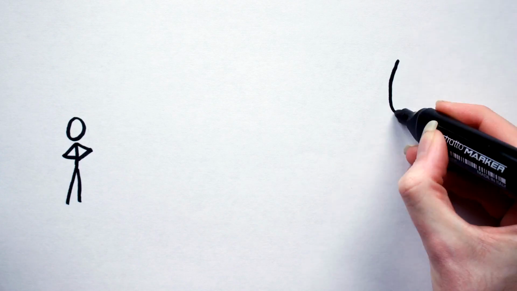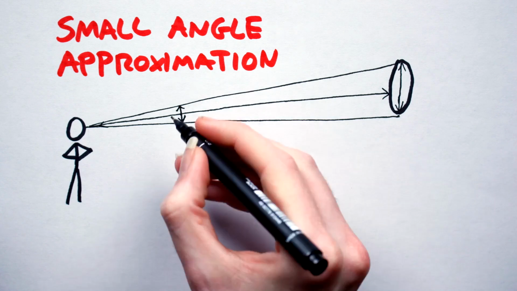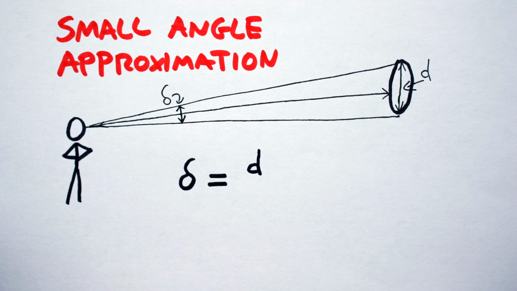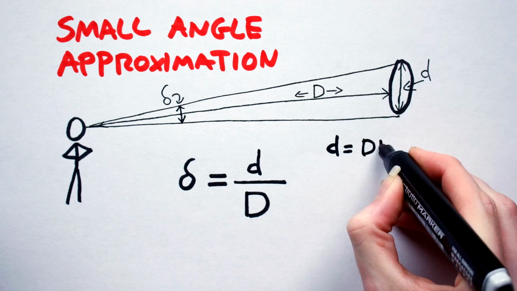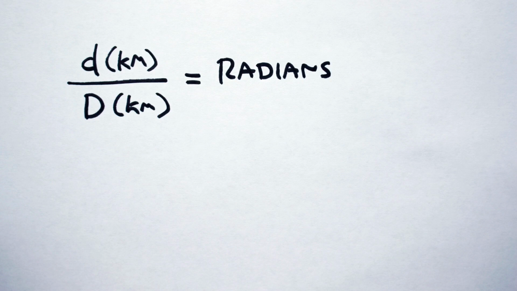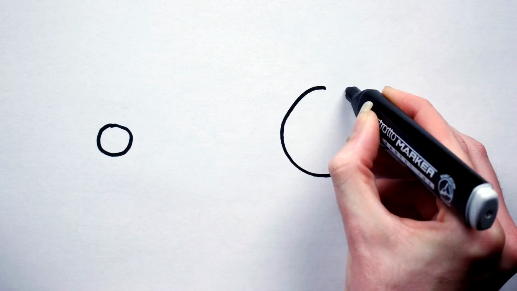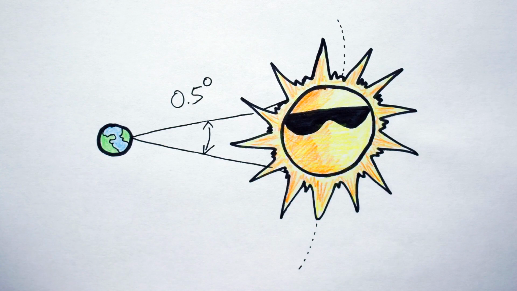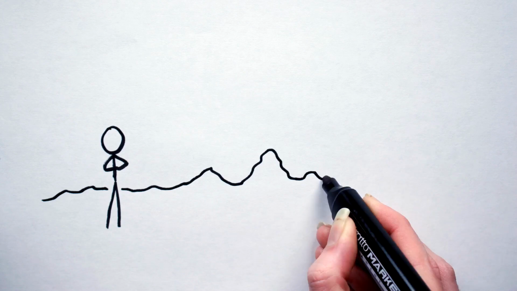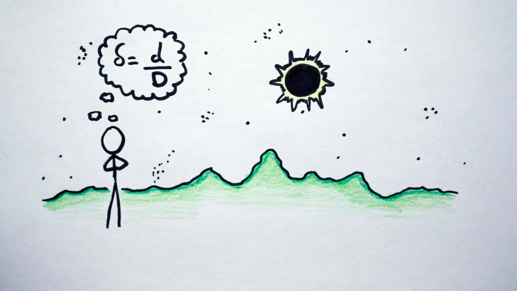To figure out the apparent diameter of an object in the sky, we can use an equation known as the small angle approximation. That is, delta is equal to d, the diameter of the object you're observing, divided by D, the distance between you and that object. Filling in for D in kilometers will give you an answer in radians. But we can just as easily fill in values relative to the sun, and somewhat unsurprisingly, we will get an answer relative to the sun. Which, by the way, when viewed from Earth, takes up 0.5 degrees of the sky. Our moon also takes up 0.5 degrees of the sky, and this is why, here on Earth, we can get total eclipses.